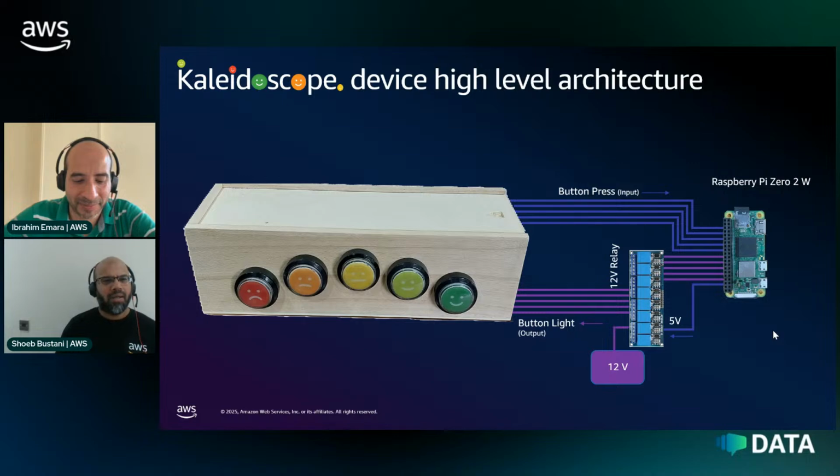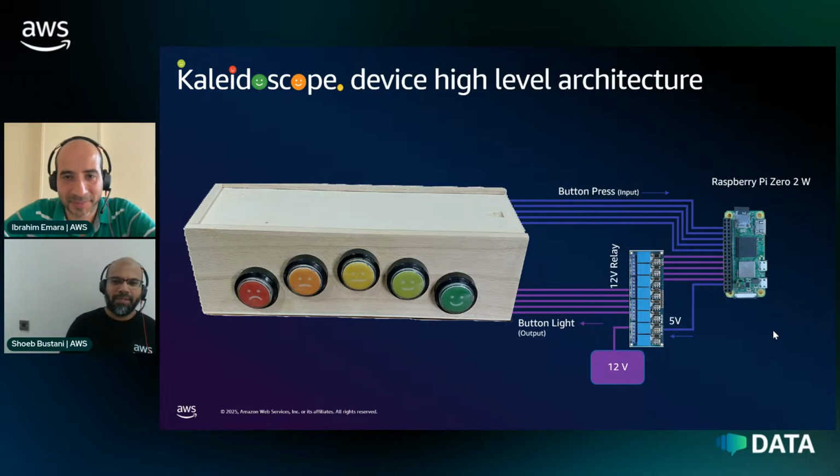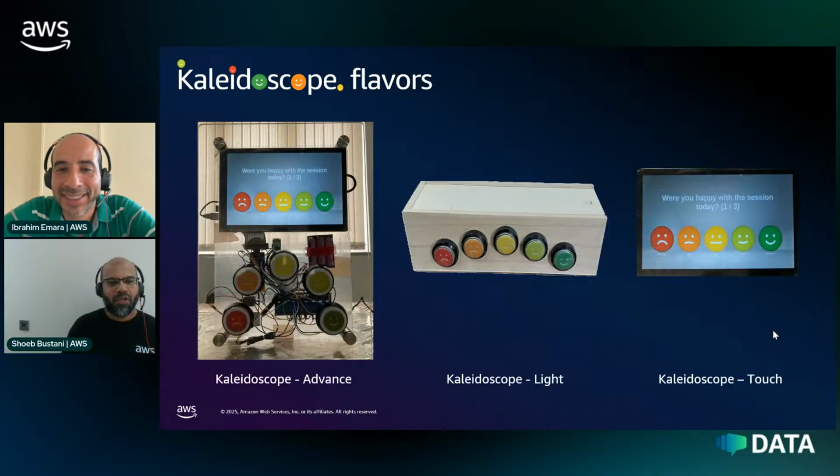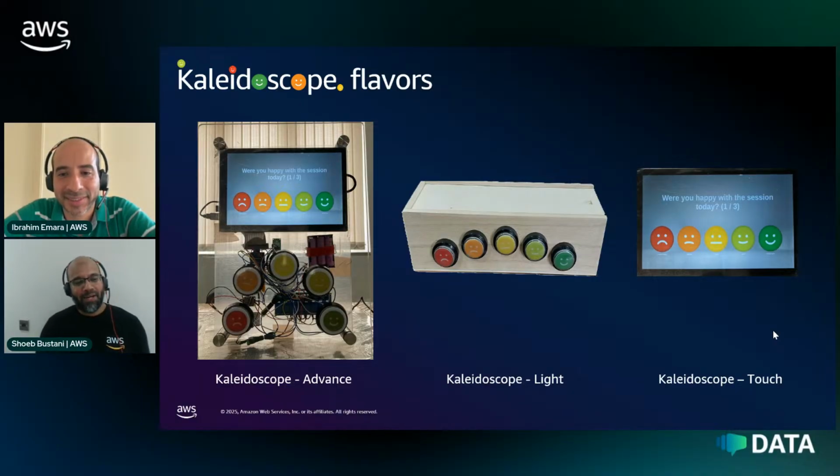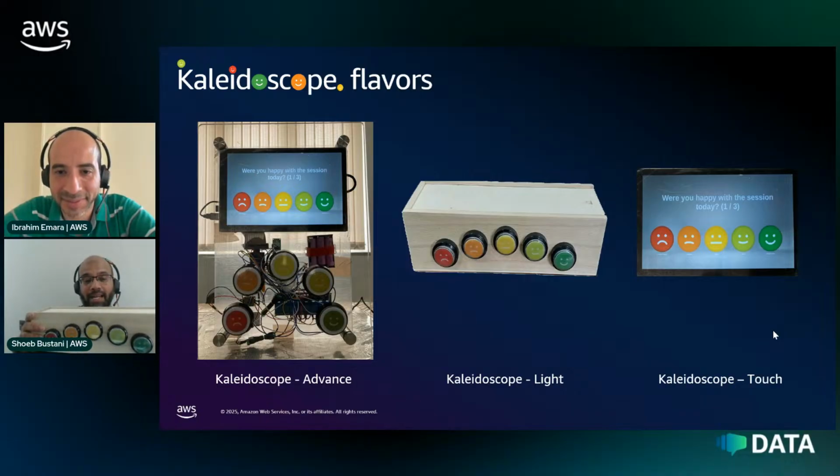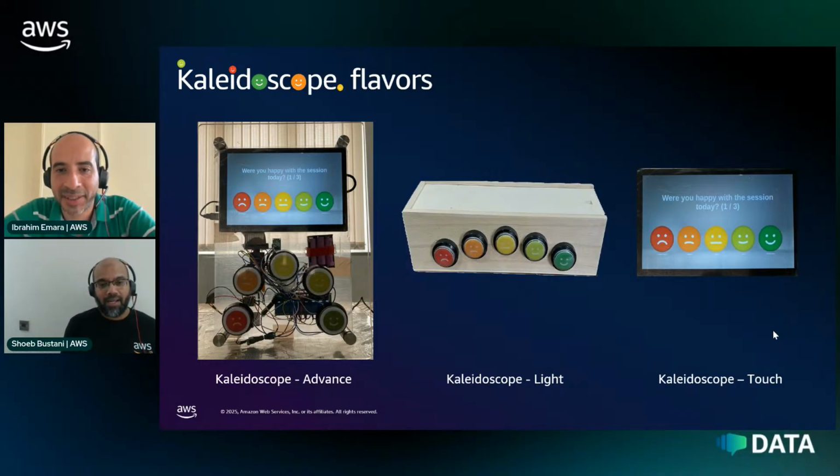So this is the typical high level architecture for this. We've built it using Raspberry Pi Zero 2 with buttons and relays. And it's not just one type. We do have multiple types that we have deployed across places. You've got an advanced one, which is a combination of buttons and screens. Then you've got the lighter one, which I just showed you here, and we'll be seeing it in action as we progress. And then I've got another touch screen one, which is more detailed.